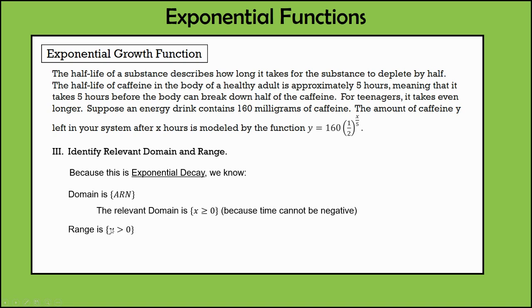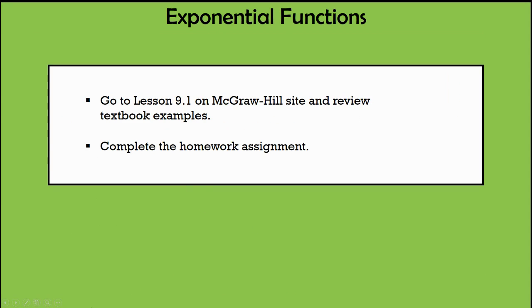The range, which are our answers, the y values, we know they're going to be greater than 0, because the amount of caffeine is never going to be negative. So we're going to come down and get really, really close to 0 grams of caffeine in our system, but we're never going to get to 0. If you continually take half of something, you never really get to 0. So that's looking at those models and how we can do that.